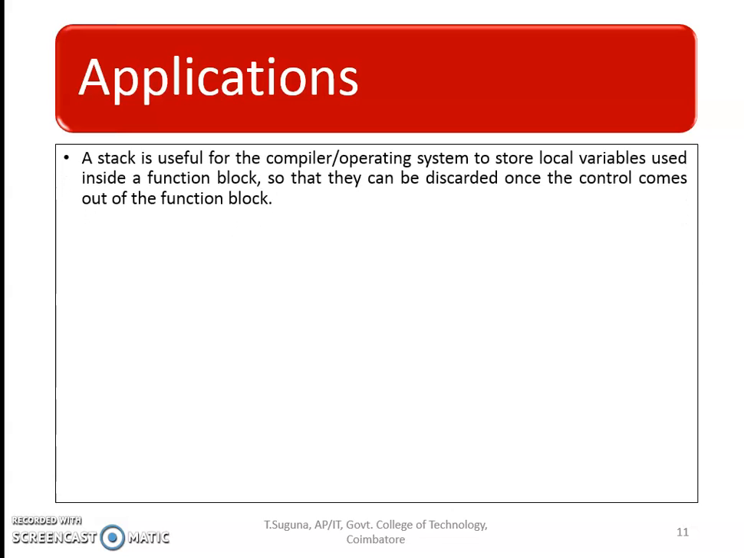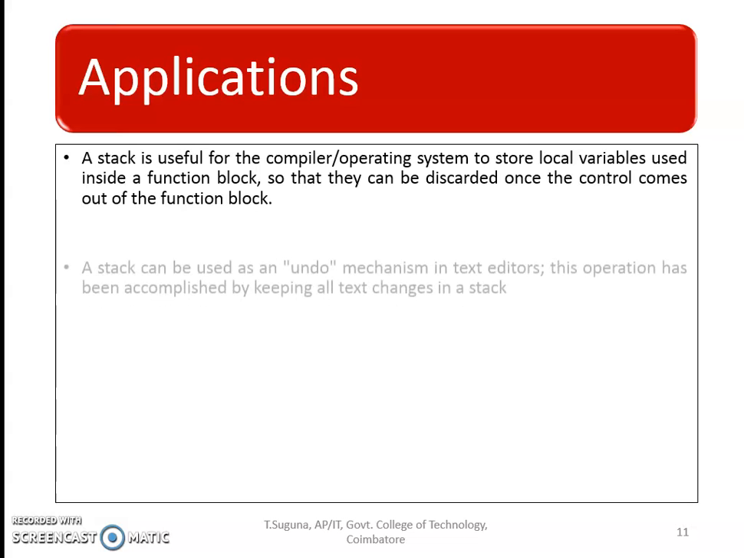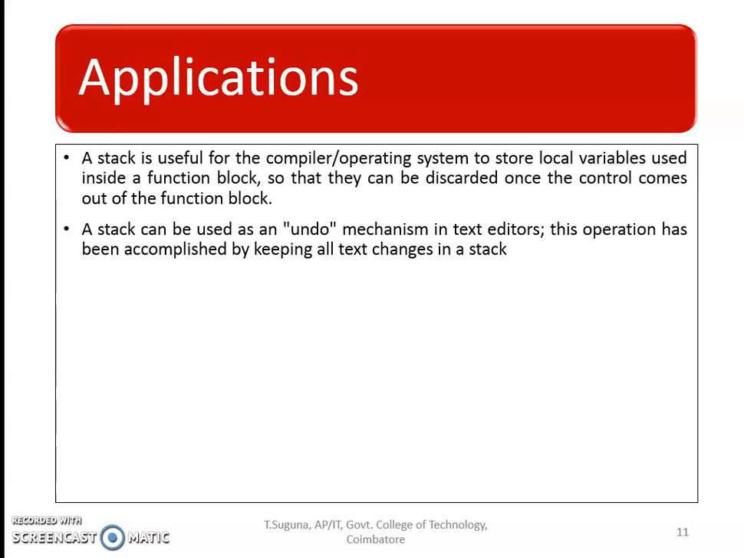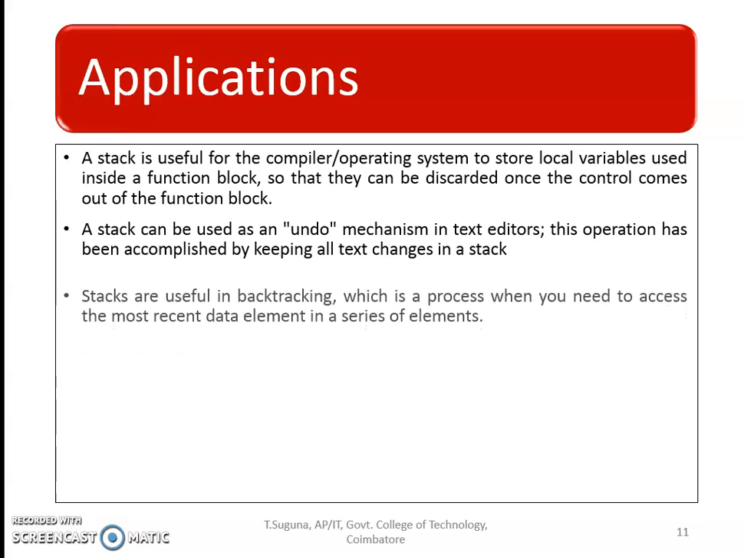Applications of stack. A stack is useful for a compiler or operating system to store local variables used inside a function block so that they can be discarded once the control comes out of the function block. A stack can be used as an undo mechanism in text editors. This operation is accomplished by keeping all text changes in a stack.